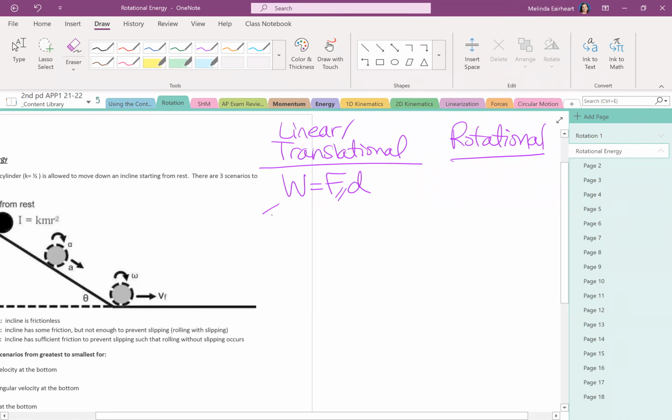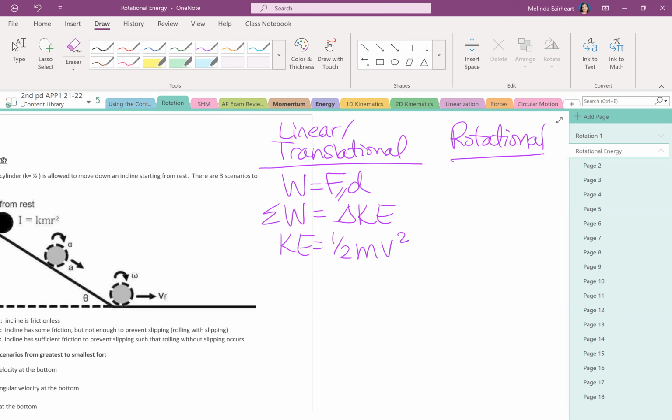We had work energy theorem, net work equals a change in kinetic. What was kinetic energy? 1/2 mv squared. We had potential. Now it turns out potential is going to remain mgh. We'll still be using mgh. Your rotation is different than the height above your lowest point.